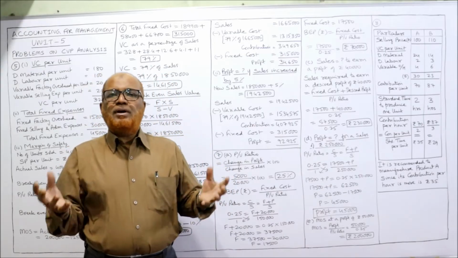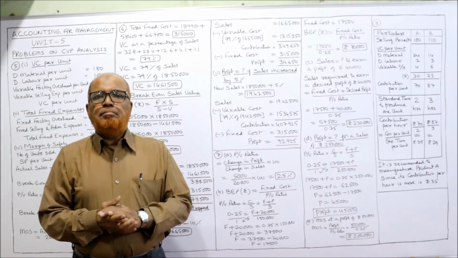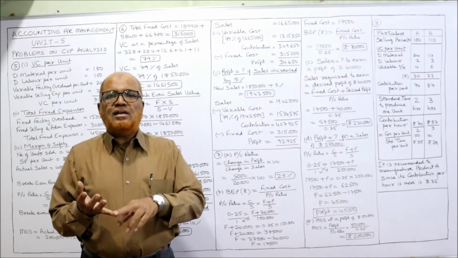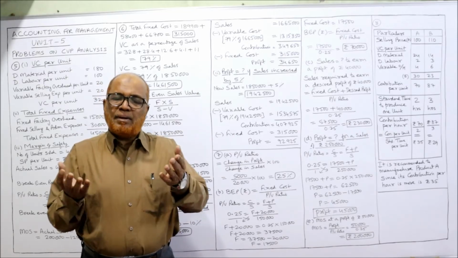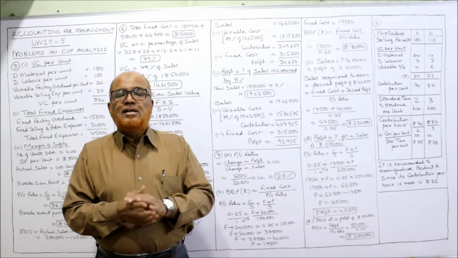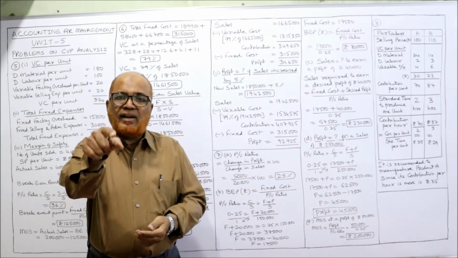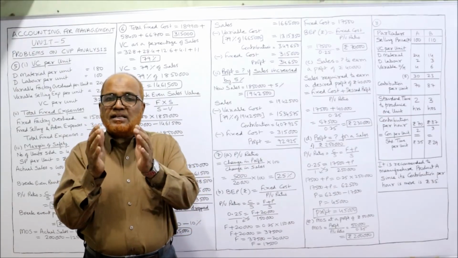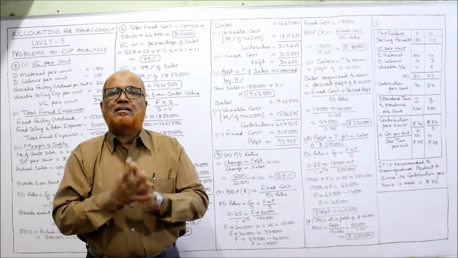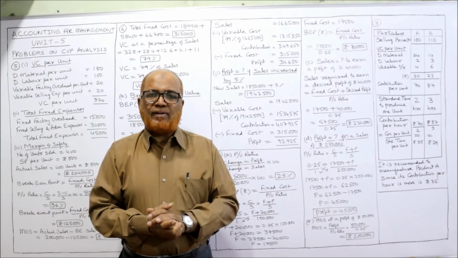So every business will be confronted with one or the other key factor. Some businesses may lack material, so material is the key factor. Some businesses may be having material, but they don't have the labor time. Labor is the key factor. Sometimes material is there, labor is there, but finance is lacking. So finance is the key factor. So in such a situation where there is a key factor, how to take the decision? Which product we should manufacture?